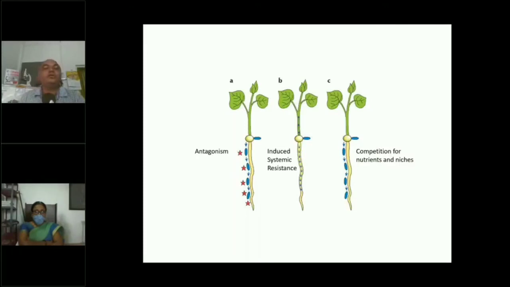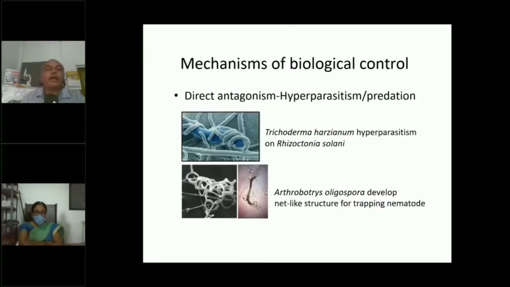Then hyperparasitism, or you can say antagonism: Trichoderma harzianum hyperparasitizes Rhizoctonia. You can see here the Trichoderma fungal hyphae coil around the hyphae of Rhizoctonia, kill it, and take nutrients from it. That is called mycoparasitism or hyperparasitism. That is one way in which biological control works. Then Arthrobotrys oligospora develops a net-like structure for trapping nematodes. This is also an example of mycoparasitism.